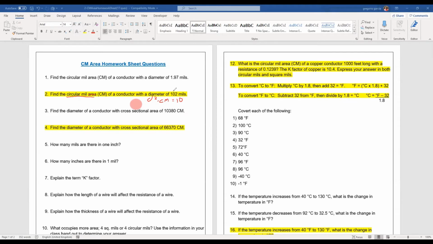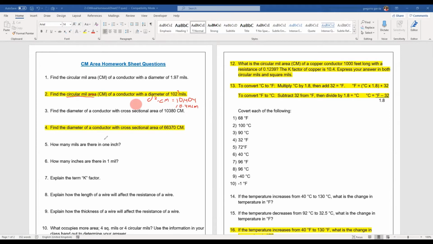So we are going to square this number, the 102, and we are going to have 10,404, but we never say that we have 10,404 cm. We say that we have 10.4 kcm. Are we okay there? Okay, so let's get moving with the next problem.